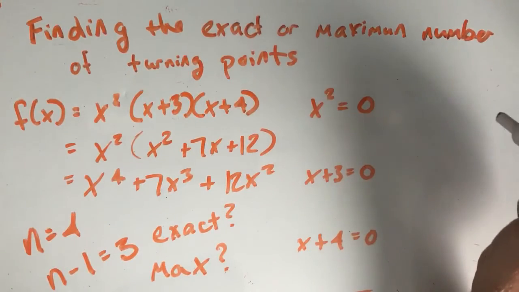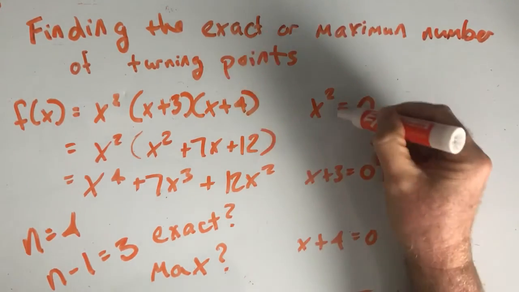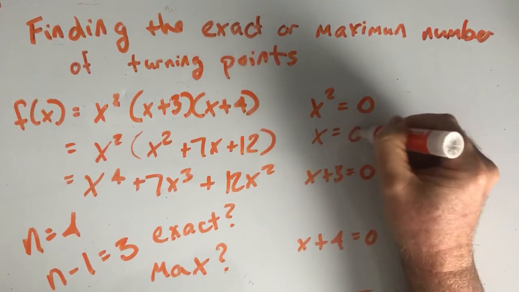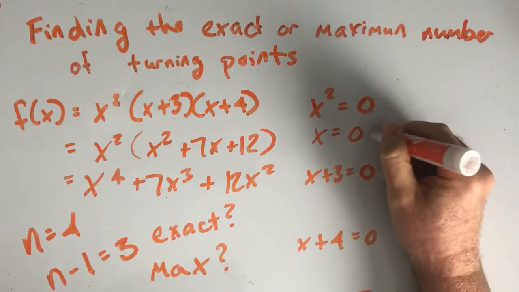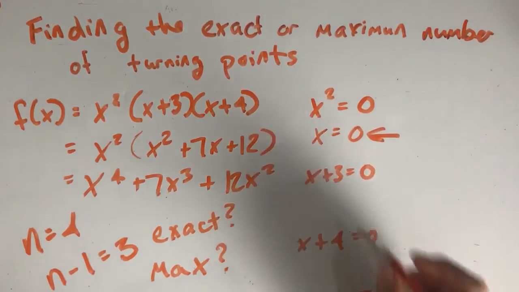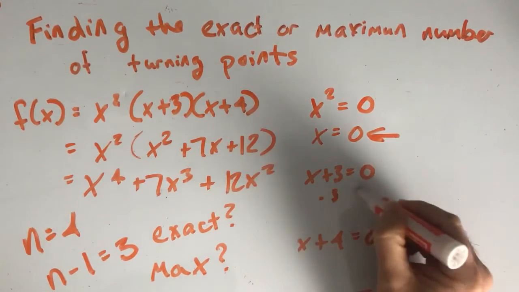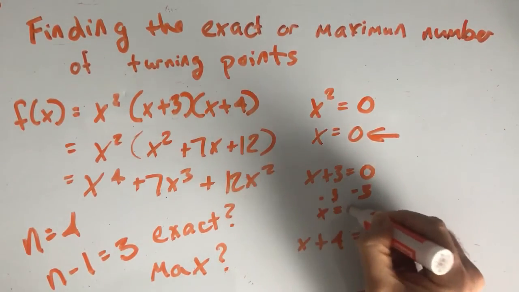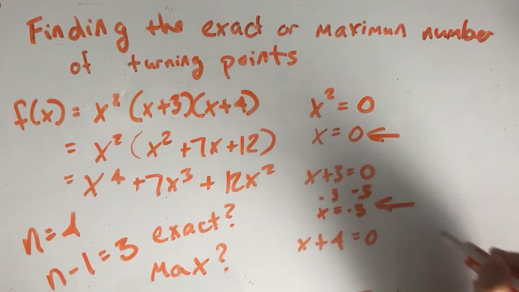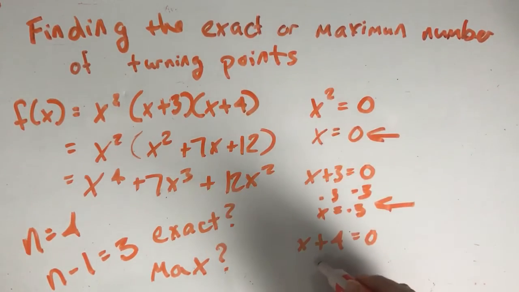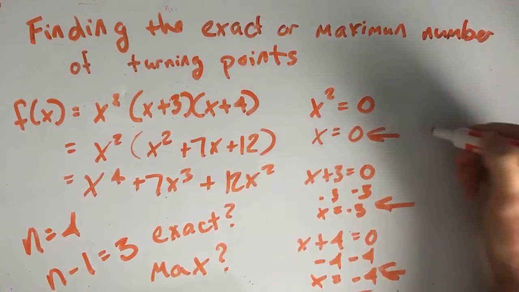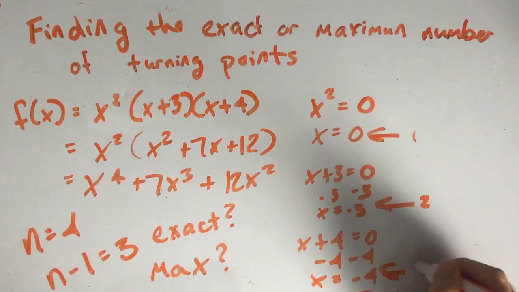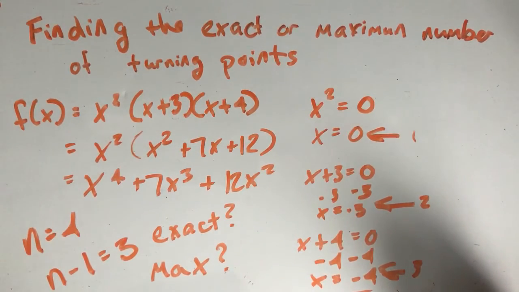Well, if I take the square root of 0, that's just 0. So x is 0, okay? So that's 1 turning point. Down here, I subtract 3, x is negative 3. That's another turning point. And then I subtract 4, x is negative 4. That's another turning point. That's 1, 2, 3 turning points.